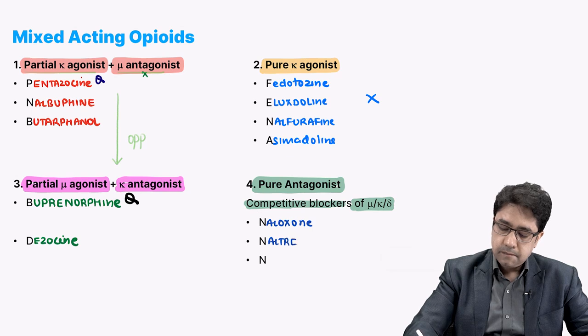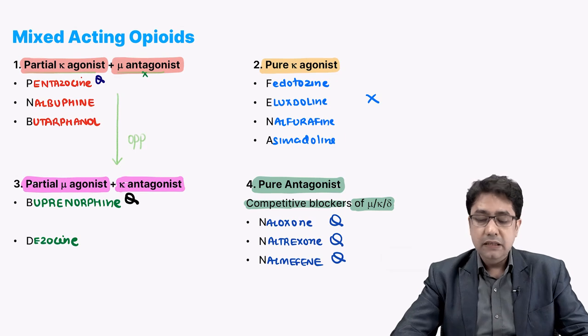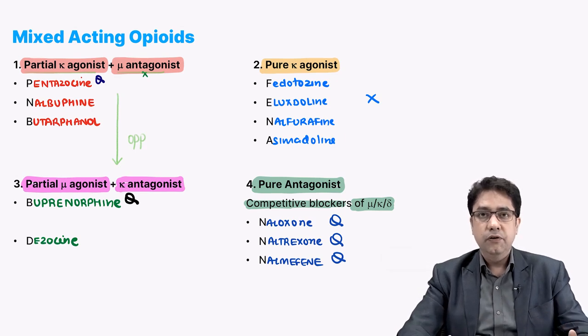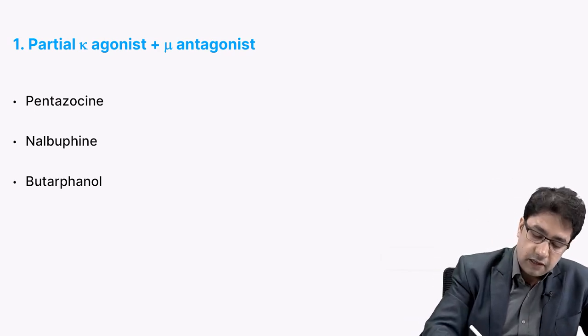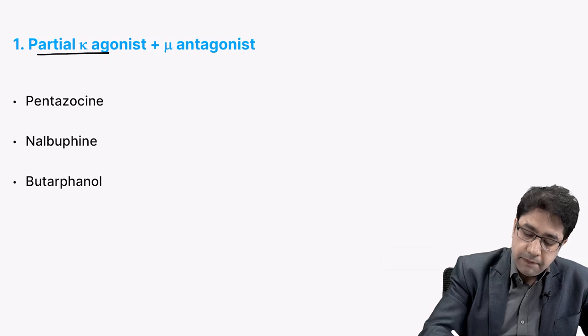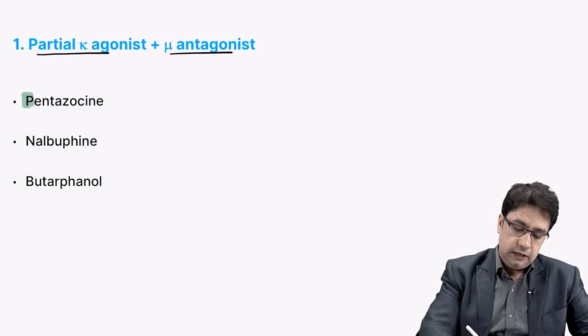naltrexone and nalmefene. And these three drugs we have to remember, they will have the word "nal" in them. So keeping this in mind, these are the other opioids. Let's start with the individual drugs. First is partial kappa agonist and mu antagonist. Three drugs, PNB: pentazocine, nalbuphine and butorphanol.